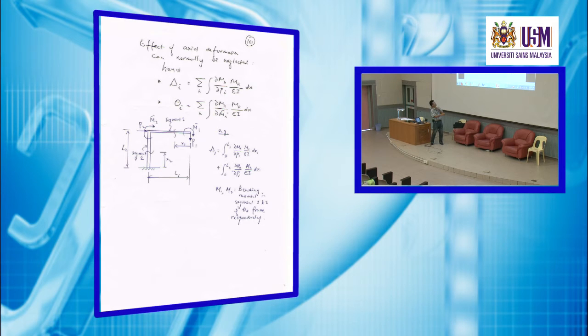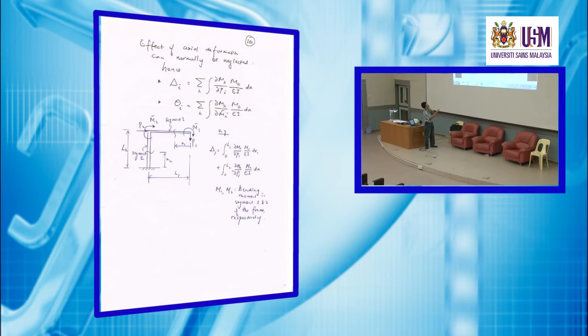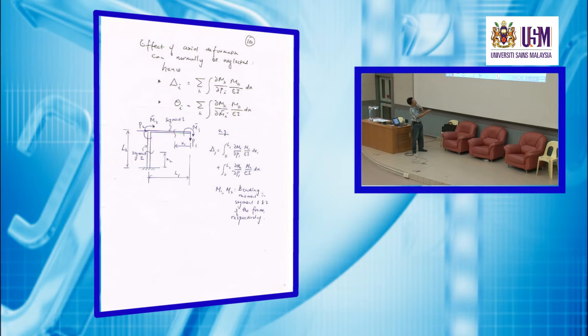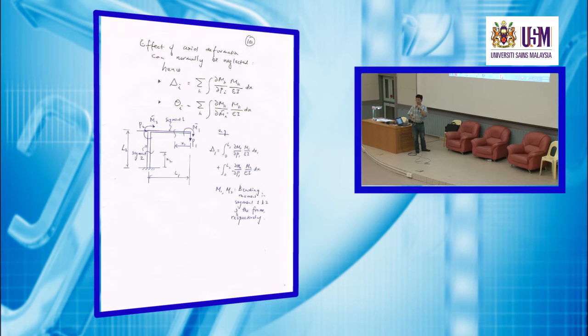Example, if I want to find delta 1, which is here, displacement at this point in the direction of this force P1. So this is the equation that I use. And I have to separate this into different parts. You do it for this part, segment 1, which is for this one, segment 2, which is this second equation. Here we do not consider axial deformations. So bending moment, you have to know how to evaluate. If bending moment changes, then you have to separate them and add the integrations separately.